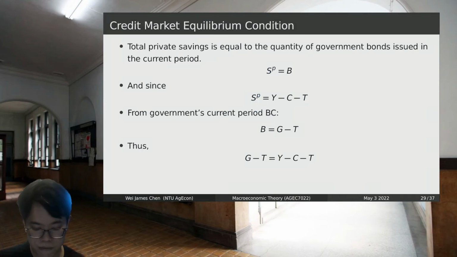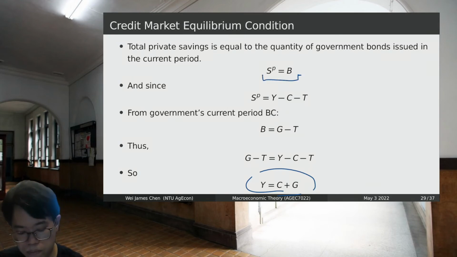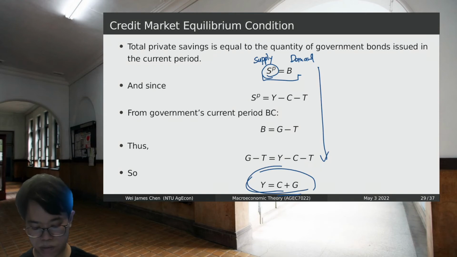Again, I have Y equals C plus G. That's the expenditure identity. So basically, that's the credit market equilibrium condition: Y equals C plus G. This is what I mean by the credit market must clear. This is basically the credit market supply, and this is demand. Supply must equal demand in that market, and the equilibrium condition simply leads to the fact that Y equals C plus G, just like what we had before.